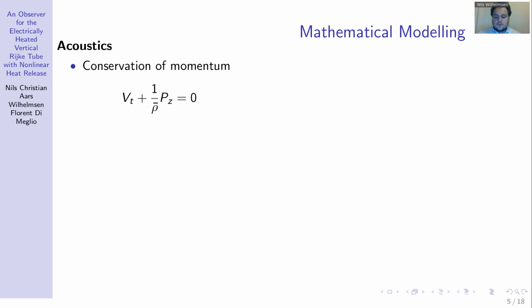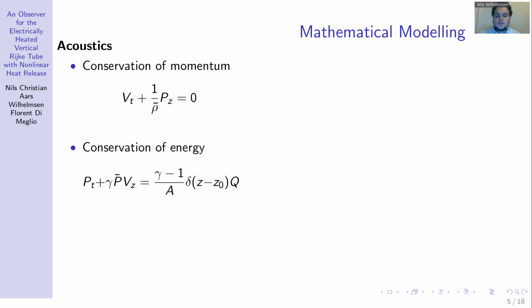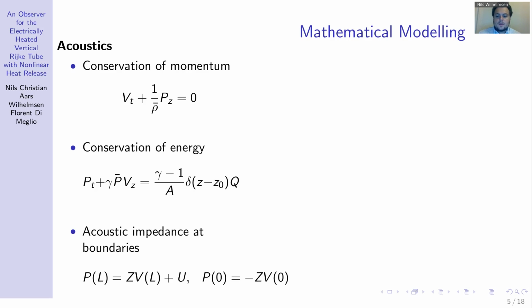Now we recap the physical principles our model is based on. The first equation for the distributed acoustic dynamics is the linearized momentum equation. The second PDE equation, which also describes how heat release impacts the acoustics, is the linearized energy equation. Here the delta denotes the Dirac delta function, i.e. the heat release is modeled as a point source at position z0. The boundary conditions at z equal to 0 and z equal to L are modeled via acoustic impedances.